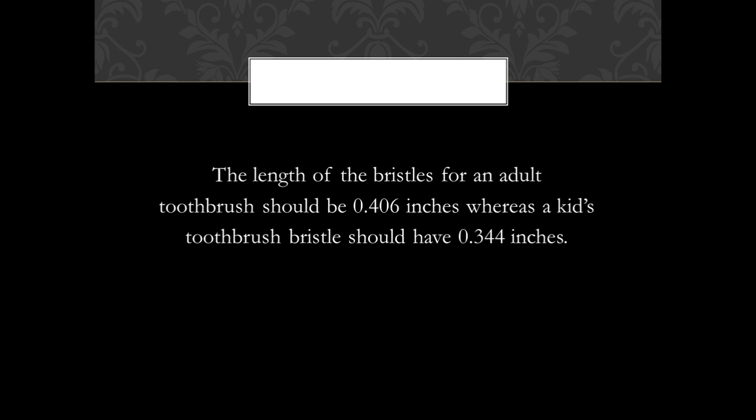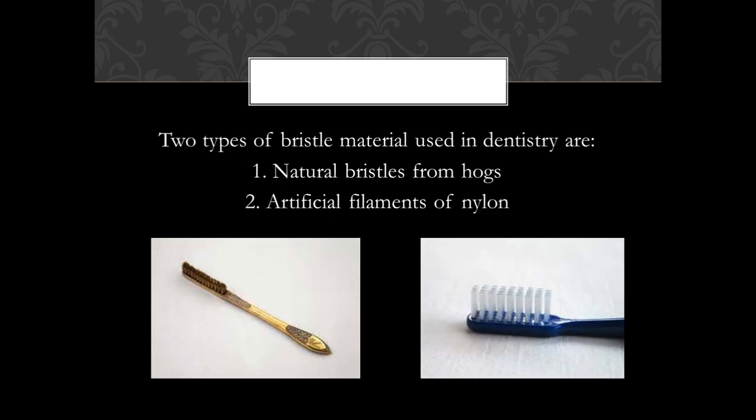And coming to the length of bristles, for an adult toothbrush the length of the bristle will be around 0.406 inch, whereas for a kid's toothbrush the bristle should be 0.344 inch. So the length of the bristle will be slightly smaller in a kid's toothbrush. These are things you might come across in viva and in MCQs during any entrance exam.